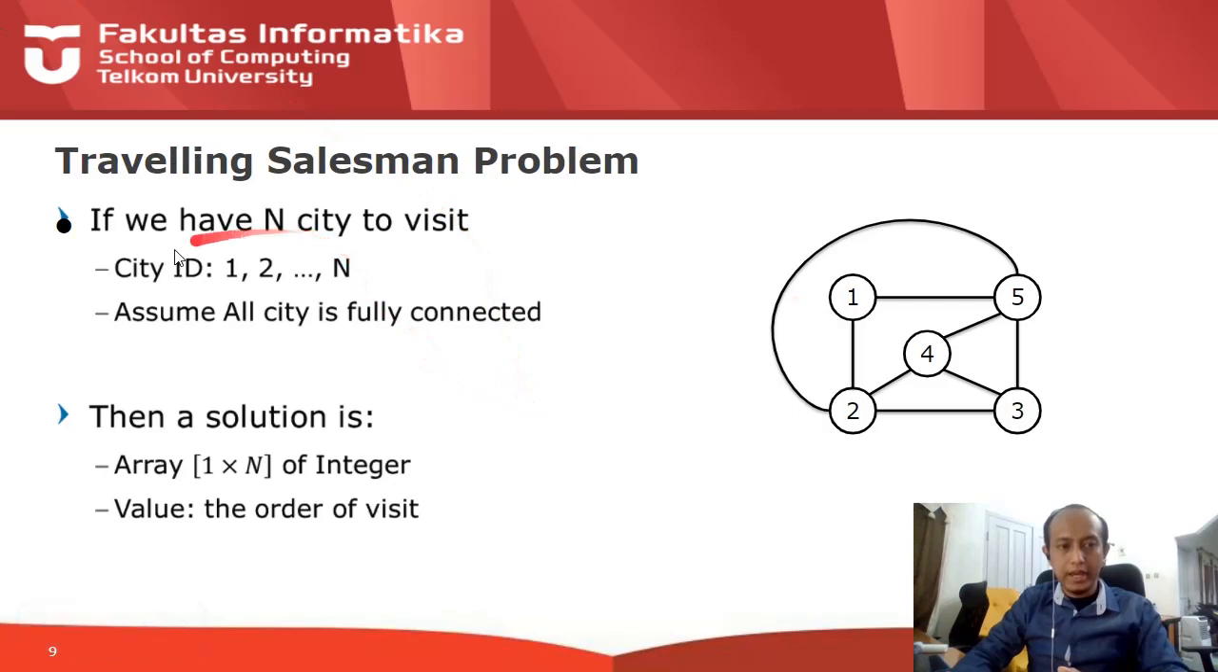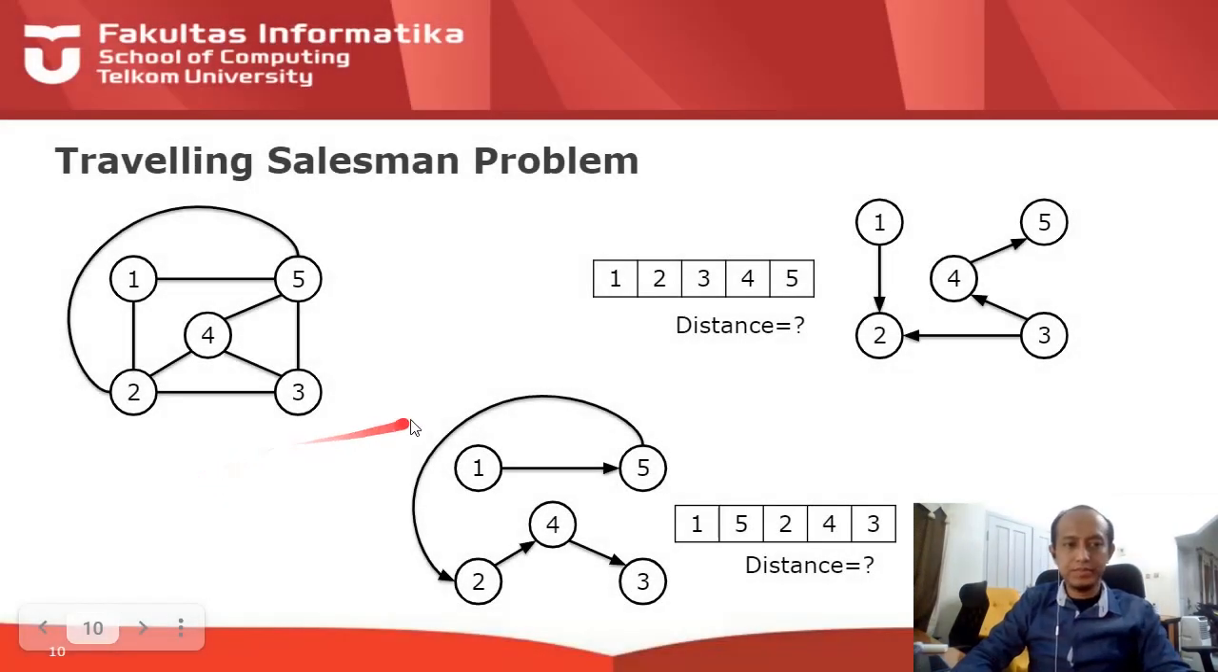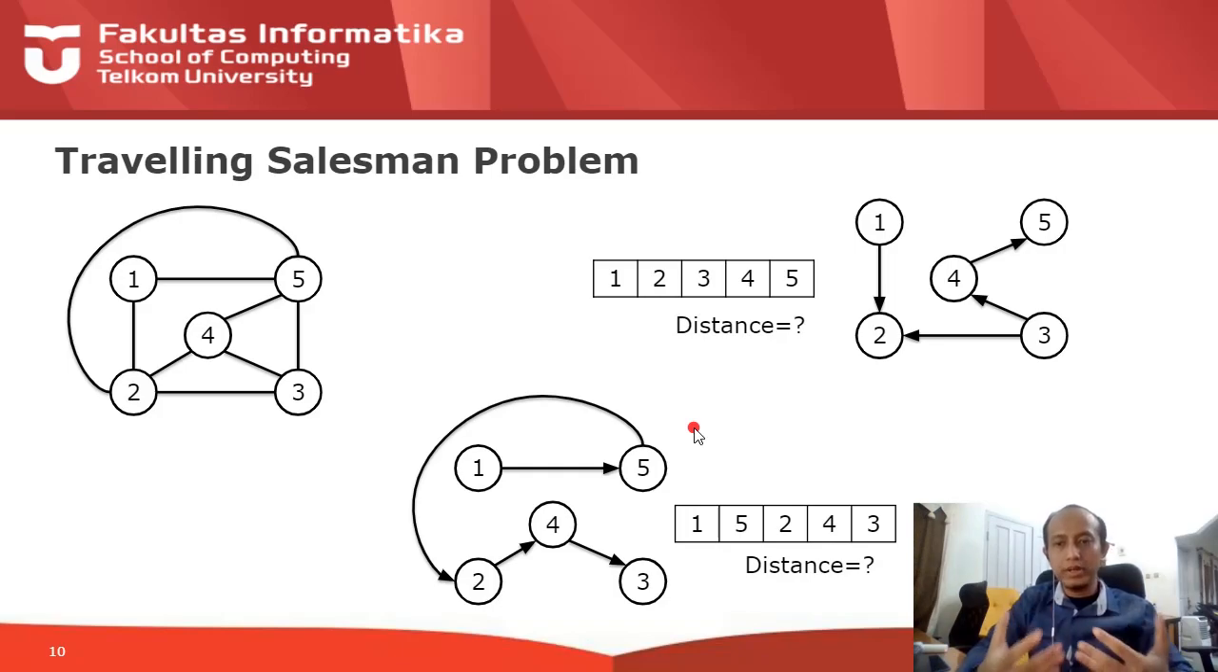Because we have n cities, our solution is an array of n integers from the first city to the last city. And each integer value in that array is the visitation order of that city. Okay. So given a solution, which here consists of an array of 5 integers, we can then calculate the distance. Then the genetic algorithm program will need to find a solution that has the shortest distance.